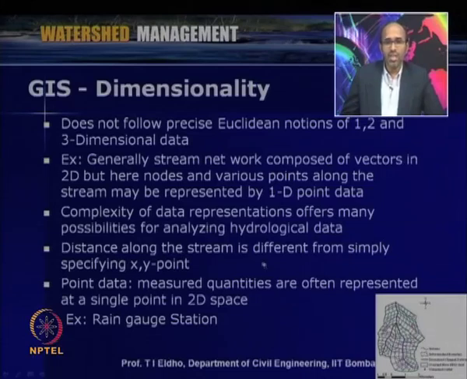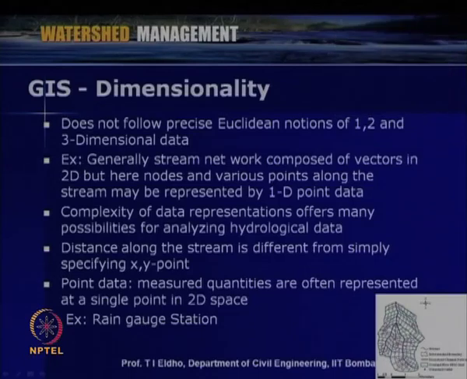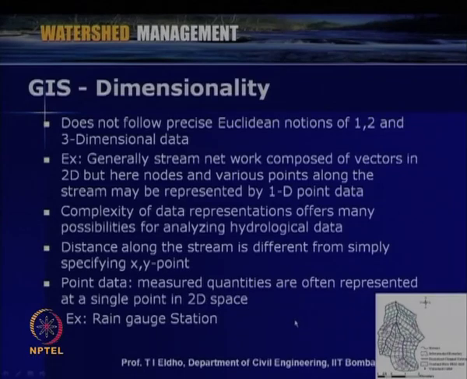Distance along the stream is different from simply specifying an xy point, a particular point. So that way we will not have precise Euclidean notions. Then as far as point data is concerned, measured quantities are often represented at a single point in 2D space. Just like rain gauge stations, the particular locations of the rain gauge stations and their measured quantities are often represented using this.